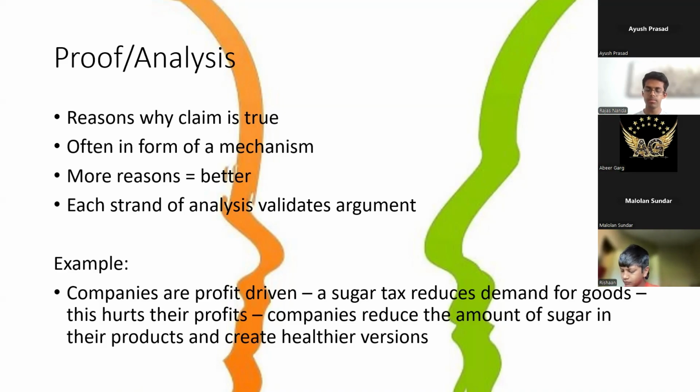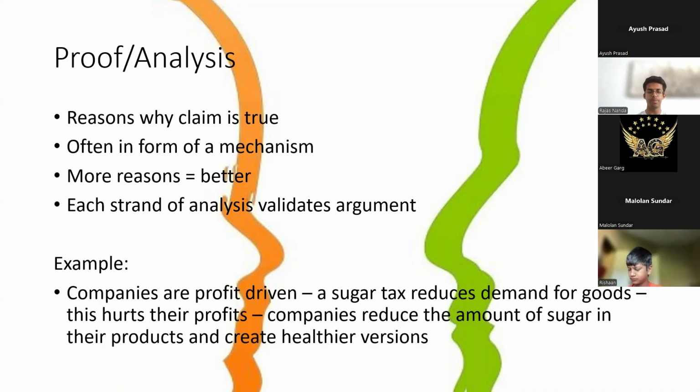If the proof is quite obvious or the claim is quite obvious, like if we implement a sugar tax, companies will use less sugar in their products. That's a pretty obvious statement. So can we skip stating the proof for that?